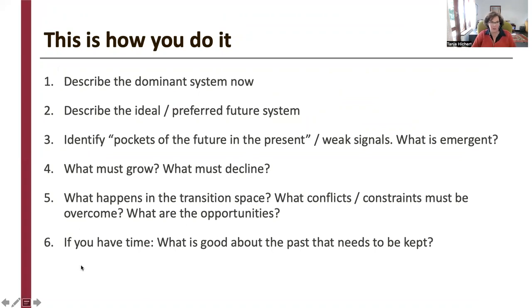Absolutely use it, take part if you're ever offered to be part of a workshop like this, and enjoy.